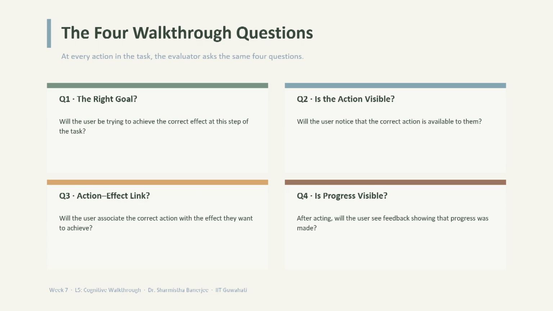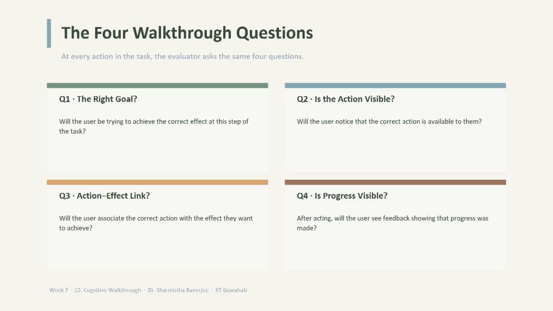Will the user be trying to achieve the correct effect at this step of the task? So for every task, this particular question will be asked. Is the action visible? Will the user notice that the correct action is available to them? Action effect link. Will the user associate the correct action with the effect they want to achieve? Is progress visible? After acting, will the user see feedback showing that progress was made?